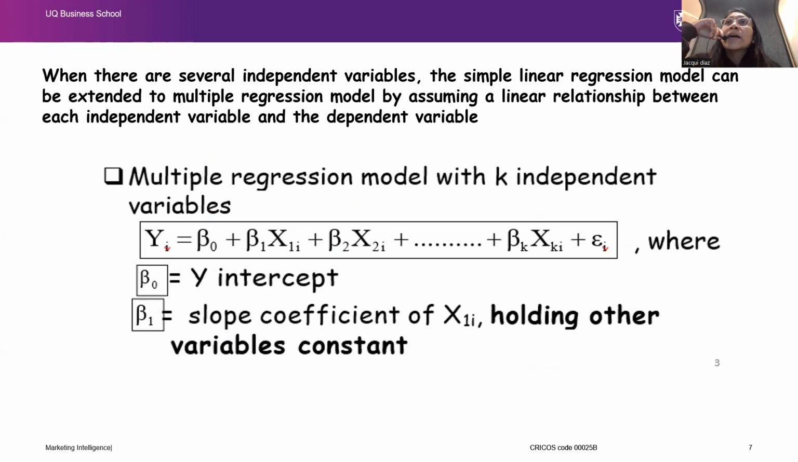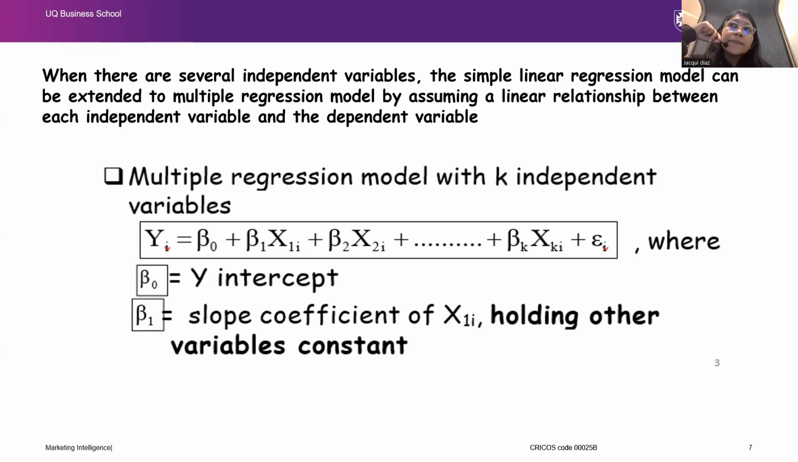When we are talking about more than one independent variable, it's not called simple linear regression anymore. It's called the multiple regression model. We assume here that there is a linear relationship between each independent variable and the dependent variable. We have the same dependent variable, y, with the intercept beta 0 and the slope coefficient of x1, holding other variables constant.